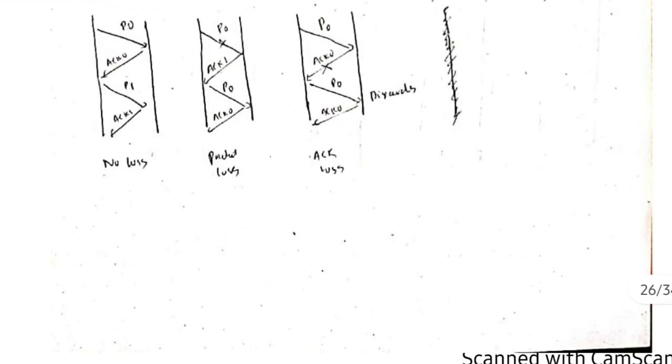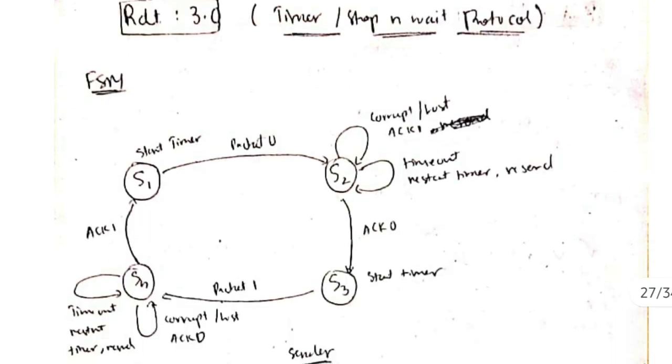Let's move to the last one, which is the timer. Okay, in RDT 3.0 there is a timer, and this is the most important among the 4 RDTs.